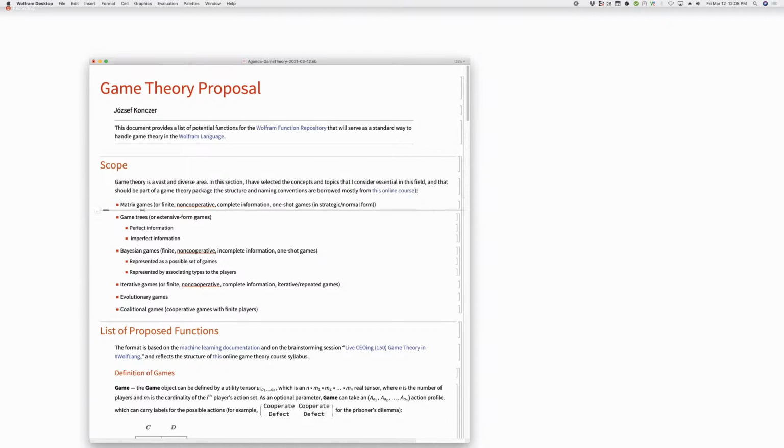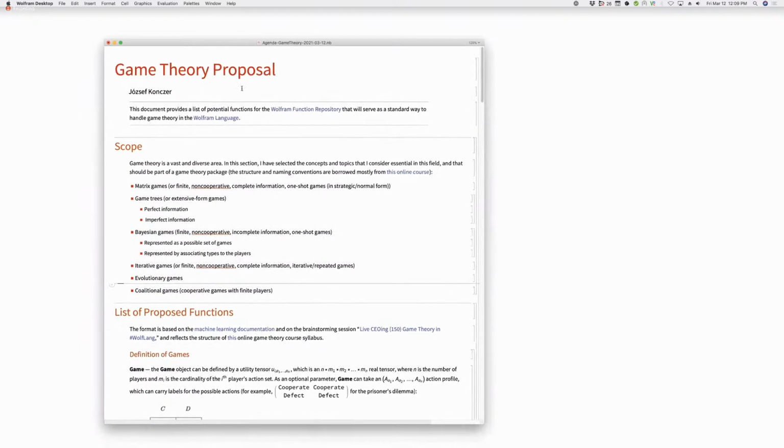Okay, so we've got matrix games, game trees. I did some work on those recently in connection with multi-way systems. Bayesian games, which I don't know what they are. Iterative games, I understand what those are. Evolutionary games, I have no idea how we're going to parameterize those. And coalitional games, which I don't understand.